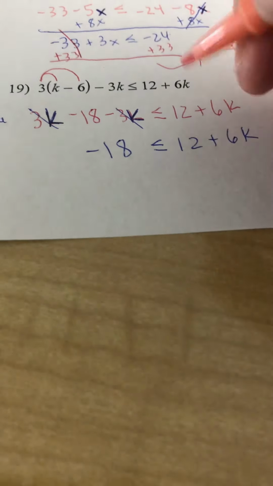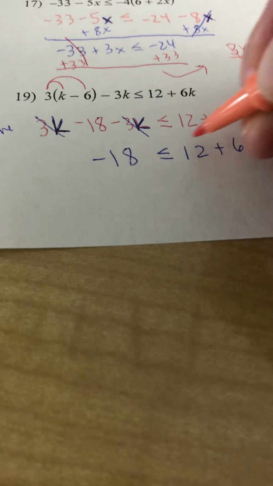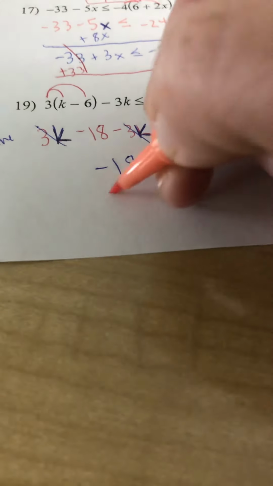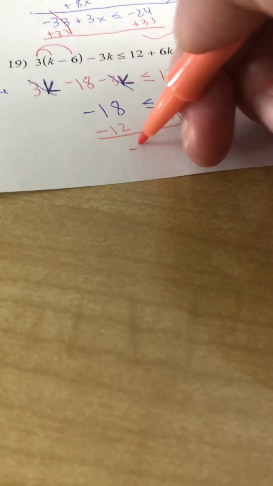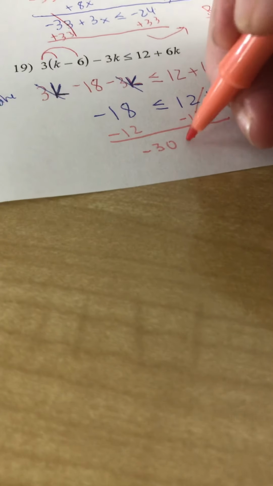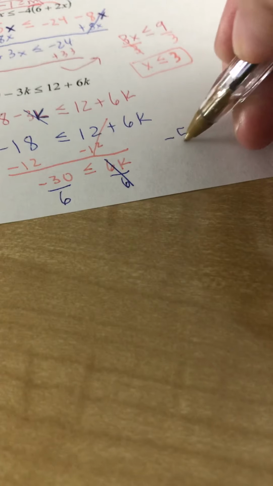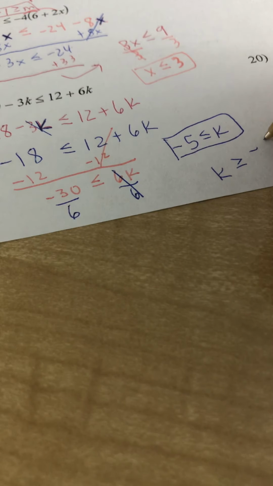I'm going to solve by getting away, add or subtract first. So that's plus 12, so I'm going to subtract 12, giving me negative 30 is less than or equal to 6k. And then I'm going to divide by 6. Again, that 6 is positive, so I don't have to switch the inequality. So now I have negative 5 is less than or equal to k, or k is greater than or equal to negative 5.